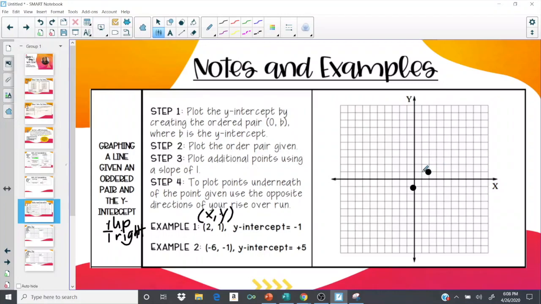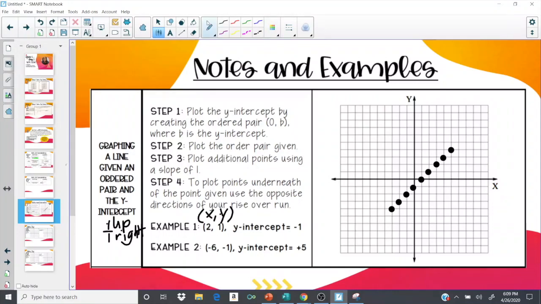And you're going to do this to find additional points on our line. So from this point here, you're going to go 1 up, 1 right, 1 up, 1 right, 1 up, 1 right. If you want to fill in this section here, you will go in the opposite direction. So 1 down, 1 to the left. To go below this point here, you will go in the opposite direction, which is 1 down, 1 left, 1 down, 1 left.